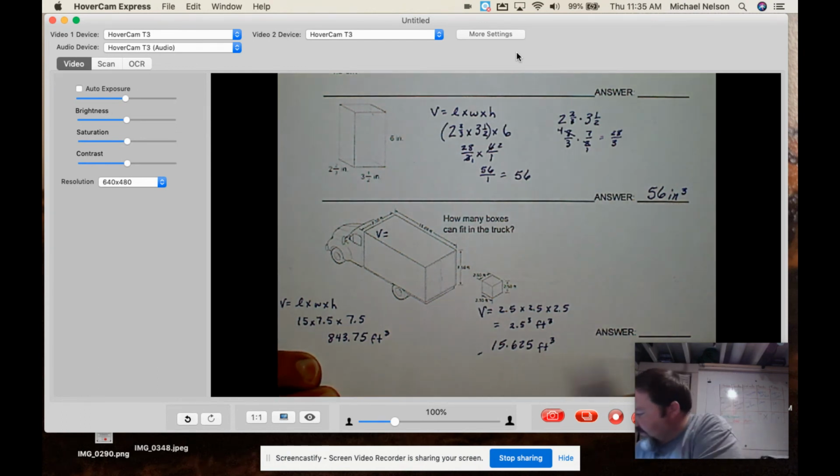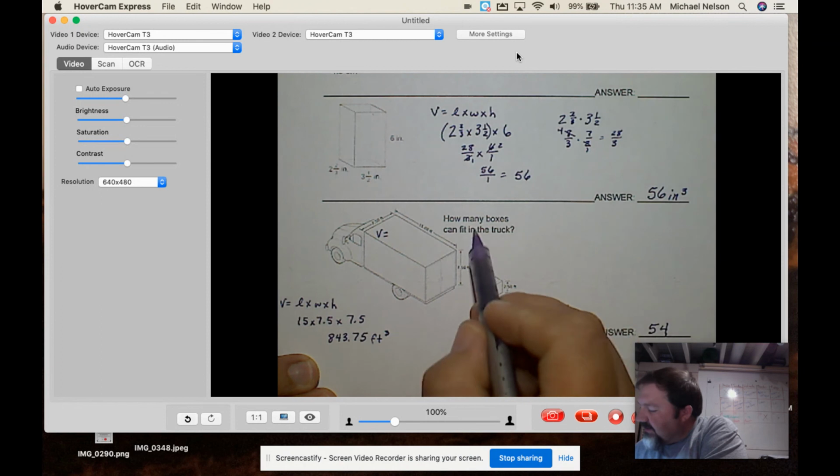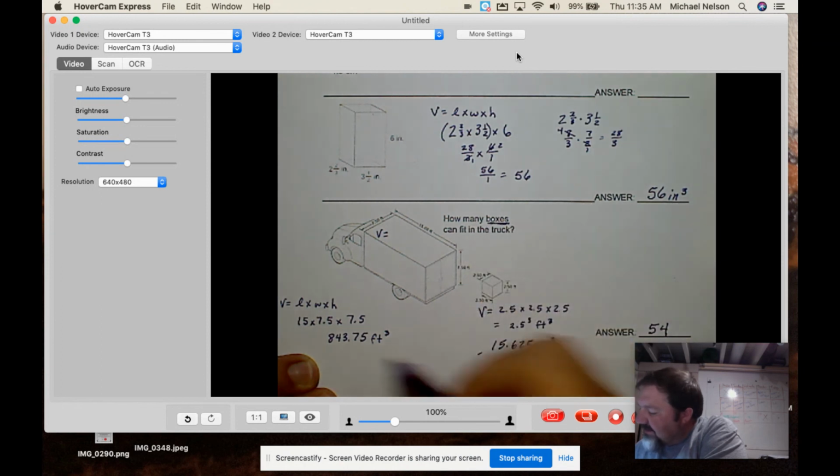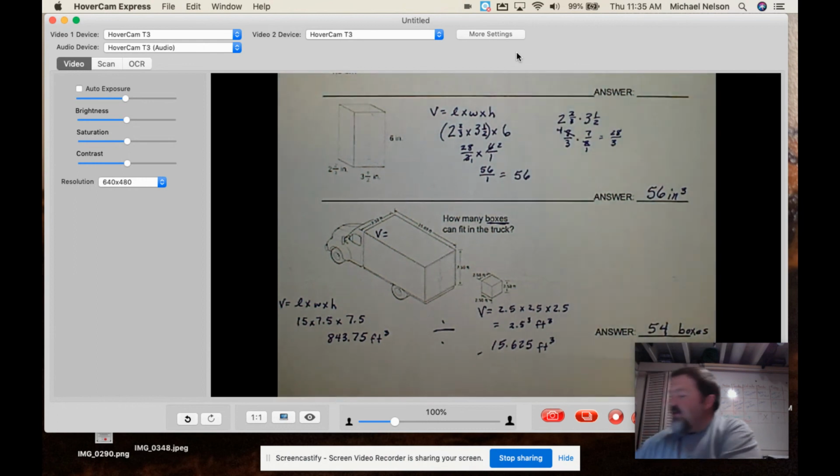There's no remainder there, so 54, and it's 54 what? Some people like to put feet squared, and that means that they're not answering the question, because what it's asking you is, how many boxes? Well, that's how we did this division problem, right? This divided by this equals 54. 54 boxes.